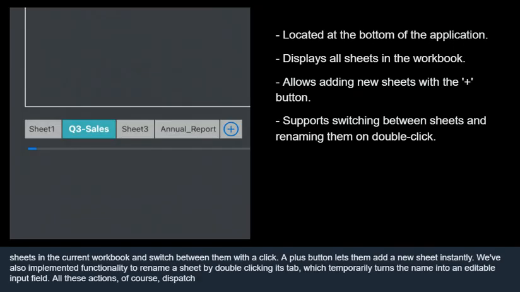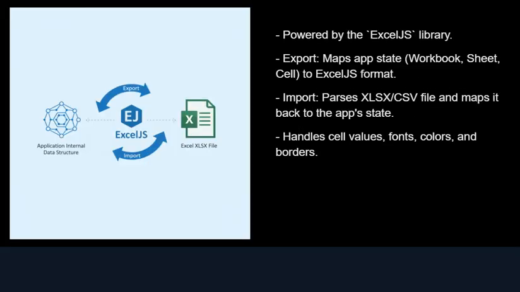Users can see all the sheets in the current workbook and switch between them with a click. A plus button lets them add a new sheet instantly. We've also implemented functionality to rename a sheet by double-clicking its tab, which temporarily turns the name into an editable input field. All these actions, of course, dispatch actions like add sheet, set active sheet, and rename sheet.